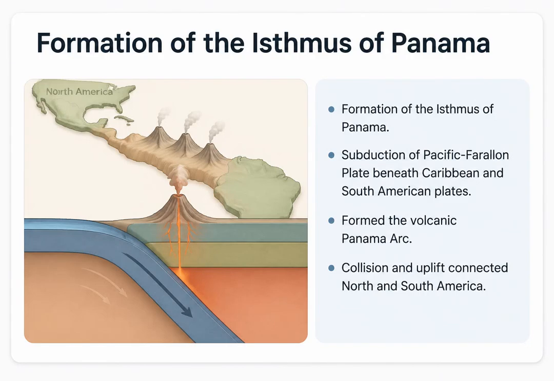The Isthmus of Panama, the narrow strip of land connecting North and South America, also owes its existence to plate convergence. Originally, the ancient Pacific Farallon Plate subducted beneath the Caribbean and South American plates, creating a volcanic island chain called the Panama Arc. As the plates continued to shift, acquiring a north-south convergence, this Panama Arc collided with South America. The resulting uplift raised the land out of the sea, forming the isthmus.